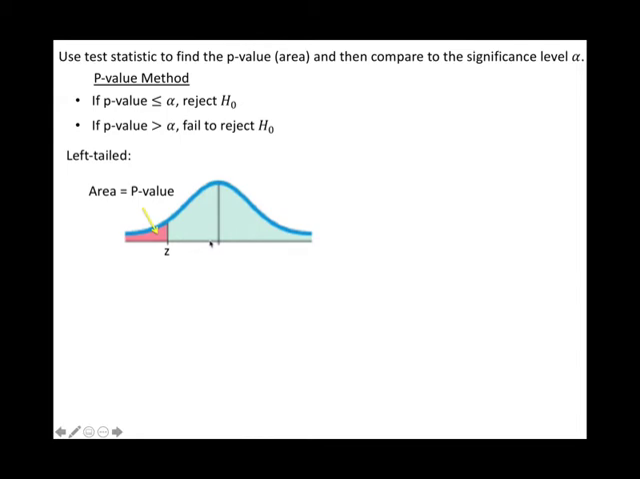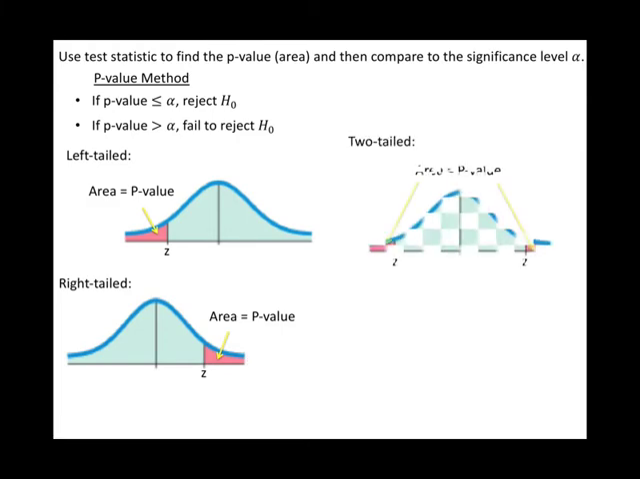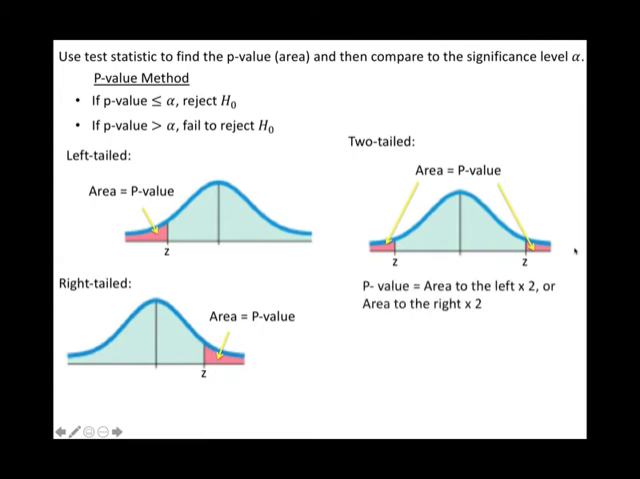So one more time, if you are working on the left tail, the p-value will be equal to the area of the left tail. If you're working on the right tail, the p-value will be the area on your right tail here. If you're working on two tails, we're talking about the area equal to your p-value, talking about both tails. So if you find the p-value, you need to do area to the left times 2 or area to the right times 2 here.